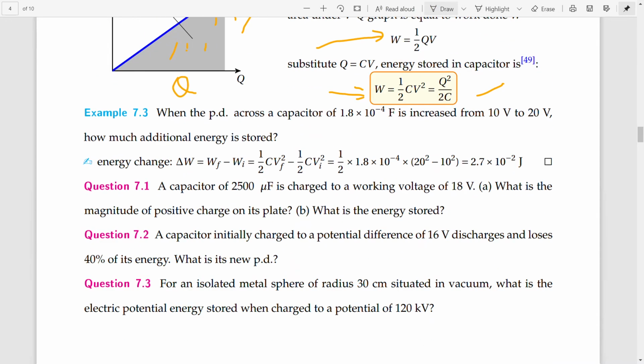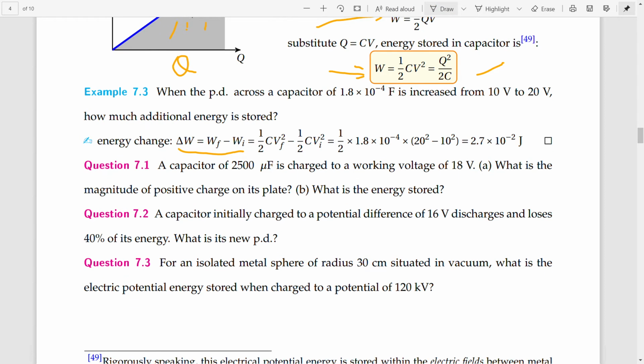Here also, when the potential across the capacitor is increased from initial to final, W equals WF minus WI. You can use these two concepts. Pause the video and look at it once. These are questions. Try to solve questions 7.1, 7.2 and 7.3.